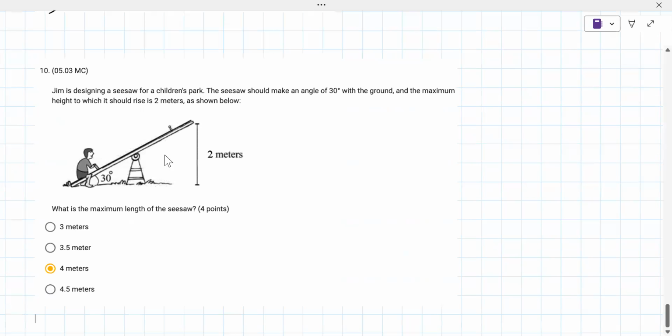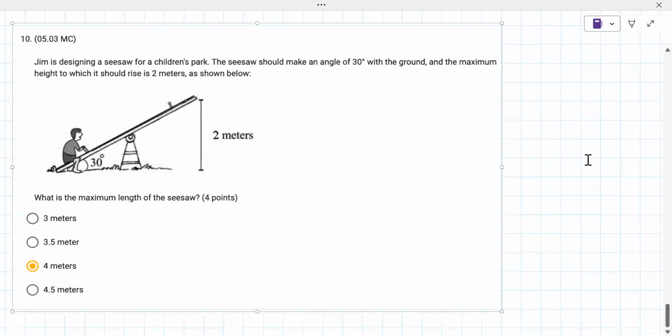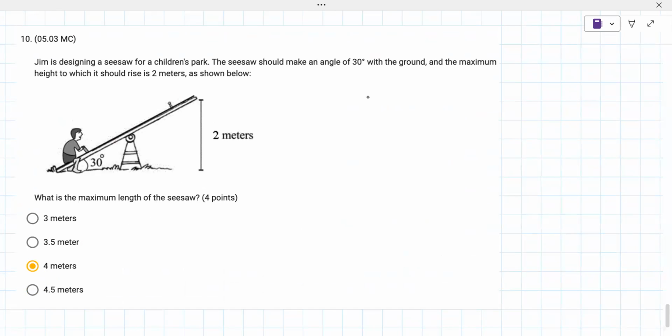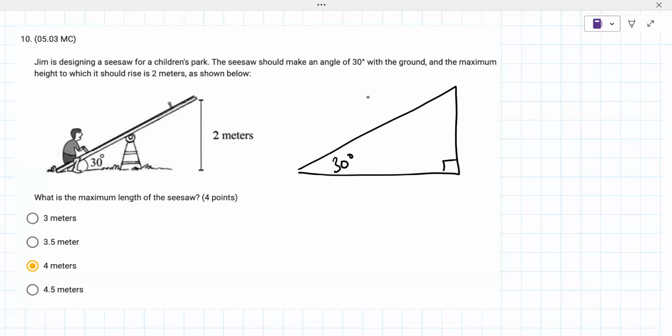Take a look here. Jim is designing a seesaw for a children's park. So again, same thing, you just draw it. Maximum height is 2 meters as shown, and they're asking about the length of the seesaw. I'll call this C up here. That's the length of the seesaw.